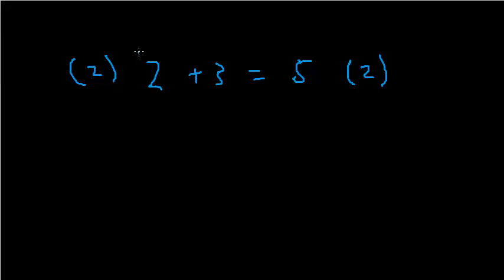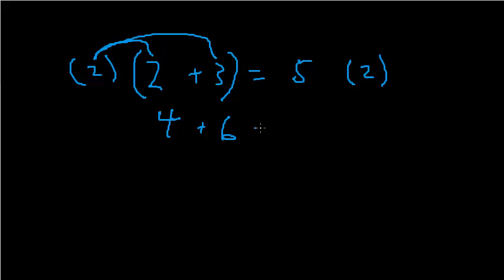The correct thing to do is to treat this whole left side as one piece. Now I am multiplying 2 times 2 and 2 times 3. 2 times 2 gives me 4, and 2 times 3 gives me 6. That is equal to now 5 times 2, 10, and indeed 4 plus 6 is equal to 10. So the real key here with multiplying and dividing is to make sure that I multiply everything on both sides by that same number.